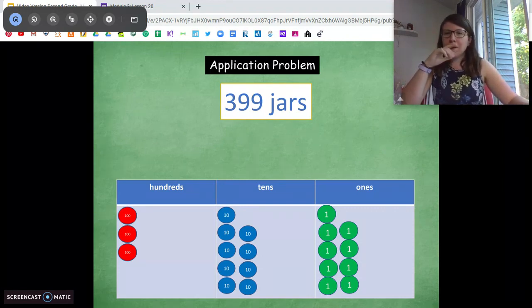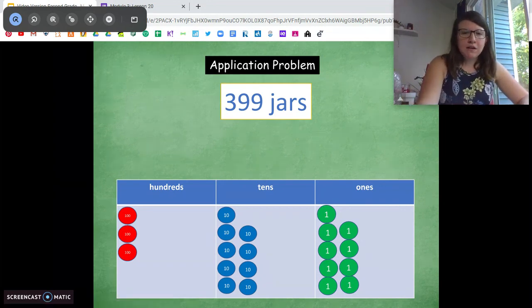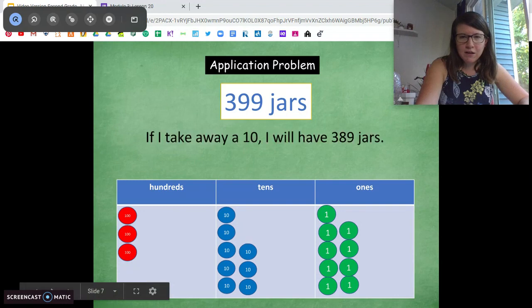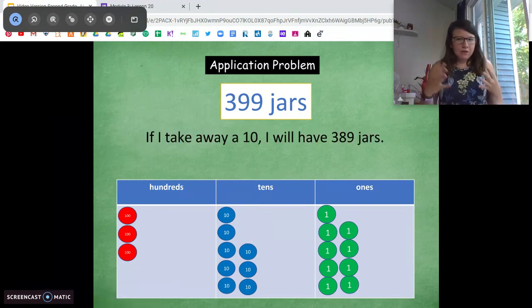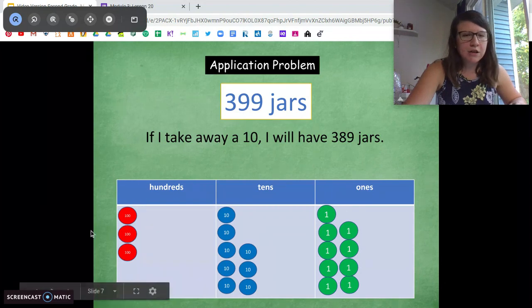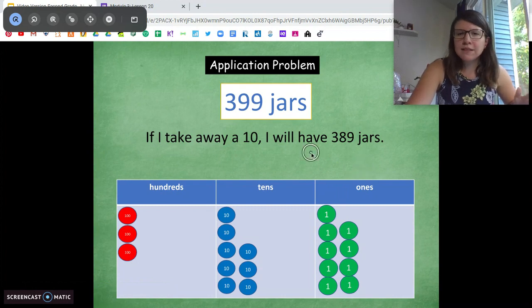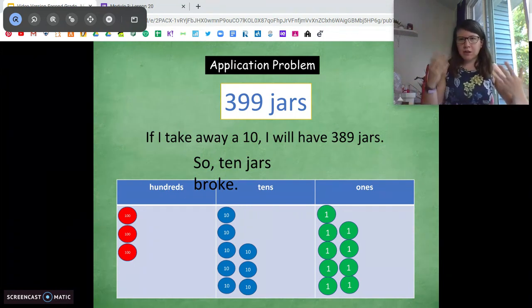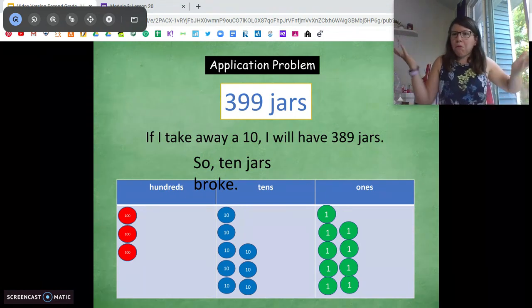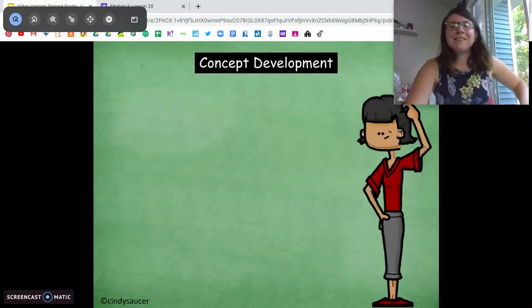So we need to somehow get to 389. I'm looking at this a little bit, and I'm wondering if 389, that's a little bit different. There's 10 less there, so I'm going to take a 10 away. If I take 10 away, I have 389 jars, right? That's how many jars were left. So if I take 10 away, we get 389, so 10 jars broke. I took that 10 away from my place value chart and got that number. So 10 jars broke. We got it. Good job. All right, clear that off your board.